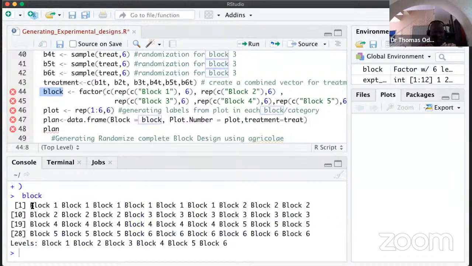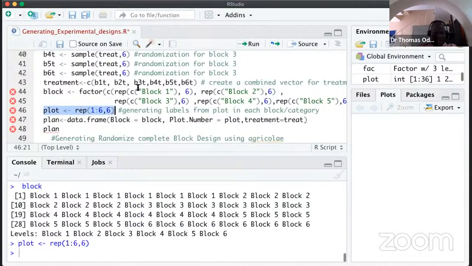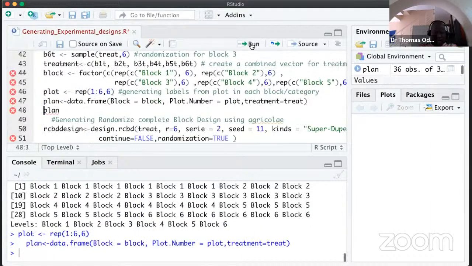Okay, so these are my blocks. I have 1, 1, 1 up to 6. So the next thing that I need to do is, let me run this. And then let me try to combine and try to run my plan.